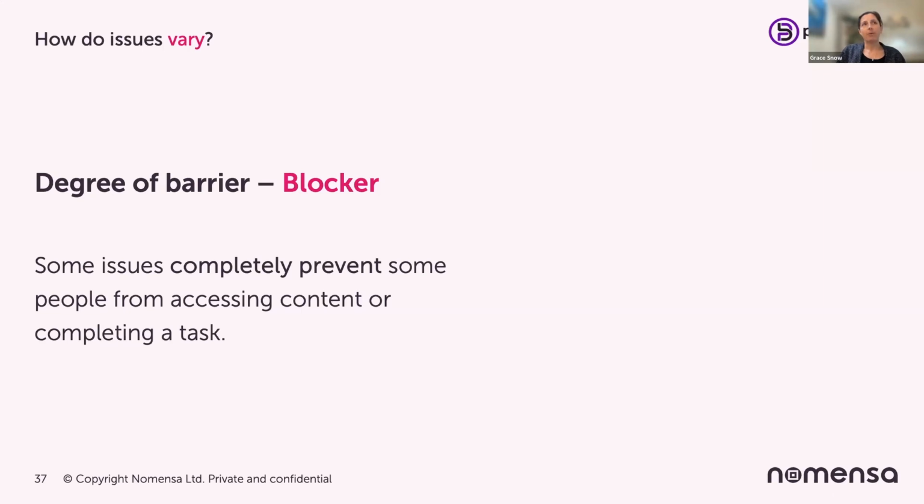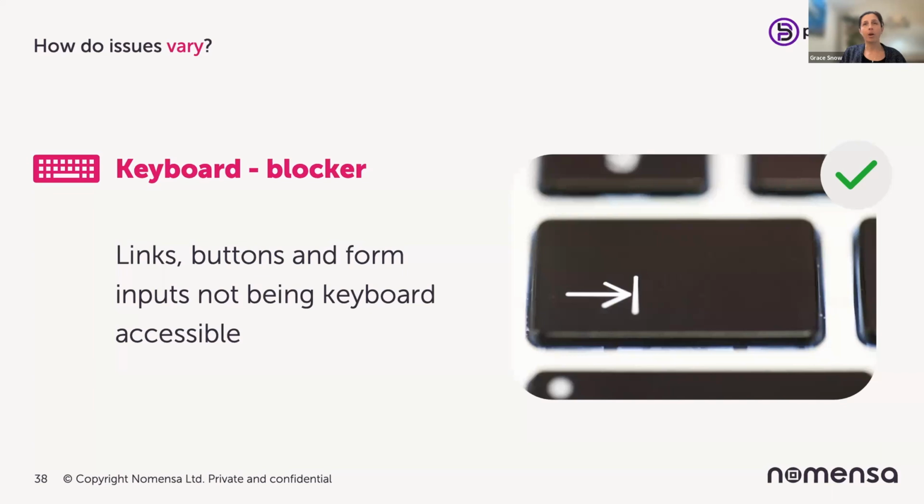So looking at degrees of barriers, when we talk of blockers, these are the issues that are really serious. These are the ones that definitely completely prevent some people from accessing content or completing a task. So the example I gave before, links, buttons, and form inputs not being keyboard accessible, that's an immediate blocker. If I can't use it with keyboard, it means none of the other assistive technologies are going to work either. It's a blocker for a lot of people. We'd still list it under keyboard as the interaction mode. We'd still list it as a blocker, even though it would probably also affect screen readers.